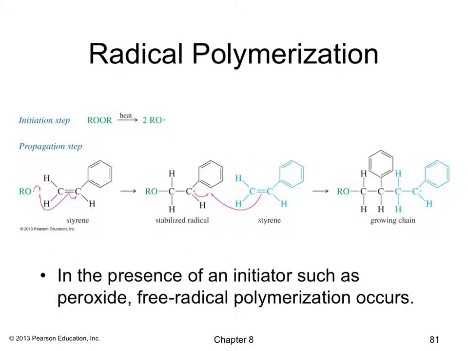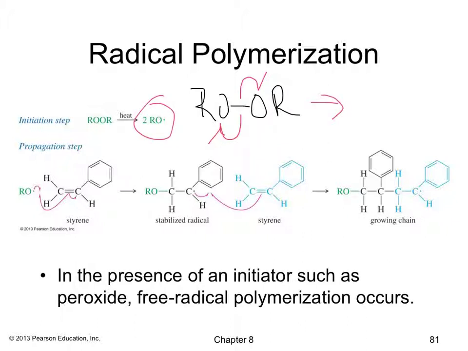Radical polymerization now requires formation of radicals, and so your initiation step is crucial. Right, so here's ROOR, which is a peroxide. You're going to have, in the presence of heat, cleavage of that bond. So these are single arrows. So you generate RO radical, and it's that RO radical that reacts.